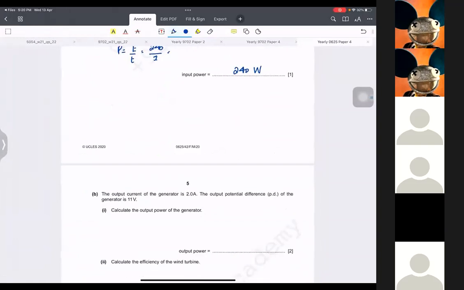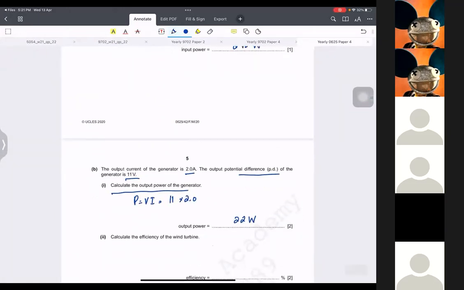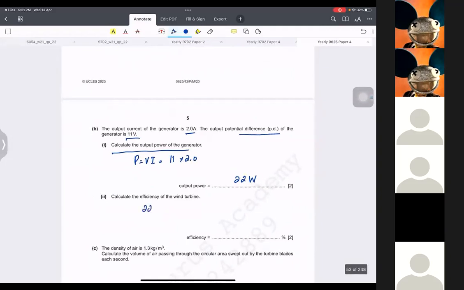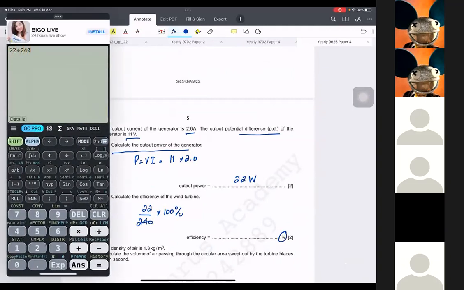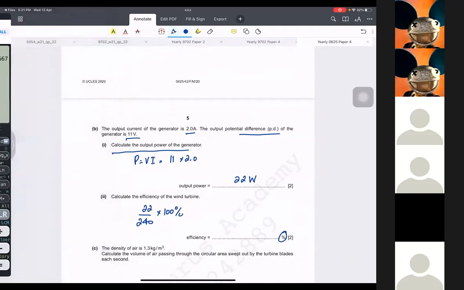Then it says the current in the generator is 2. The output potential difference is this. Calculate the output power. So power is voltage times current. So 11 times 2.0. So it has to be 22 watts. Calculate the efficiency. So output over input was 240, right? Multiply by 100% because it wants us to give it in percentage. So 22 divided by 240 times 100, that is 9.2%, right?